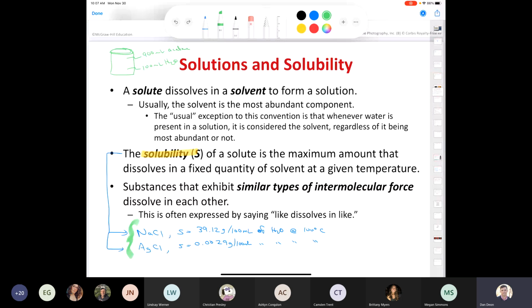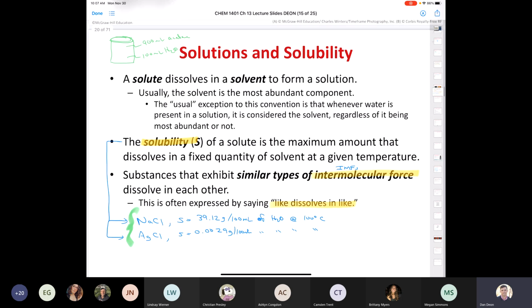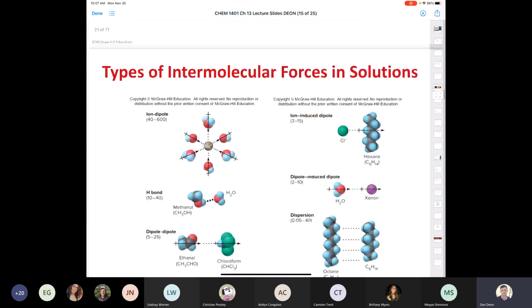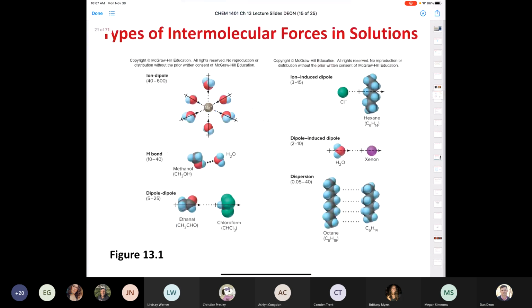And the reason why is substances that exhibit similar types of intermolecular forces, or IMFs, are going to dissolve in each other. We express this by saying like dissolves like. So if you have two components, solvent and solute, they have similar intermolecular forces, normally they will dissolve in one another. Let's take a look at some examples of intermolecular forces in solutions.